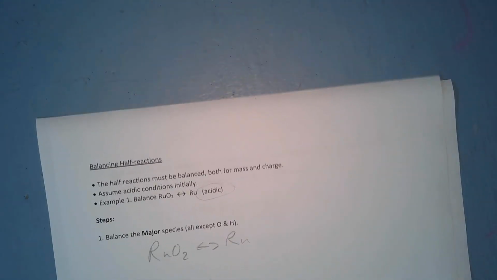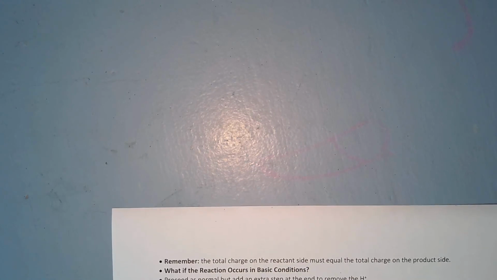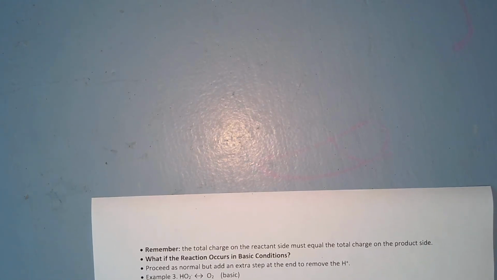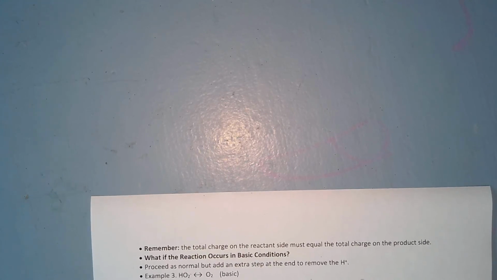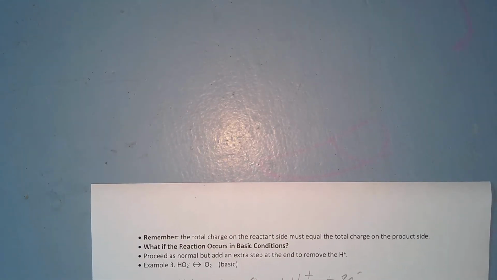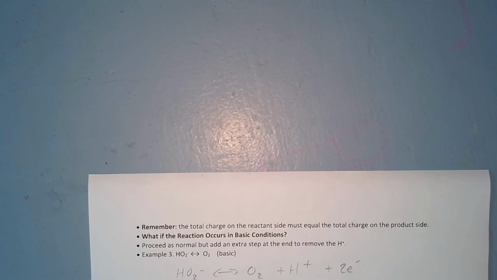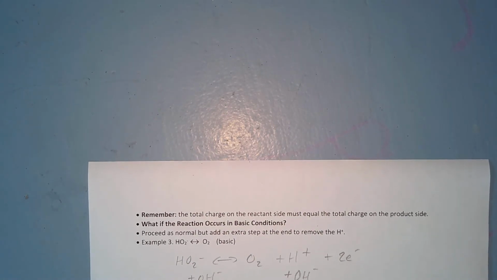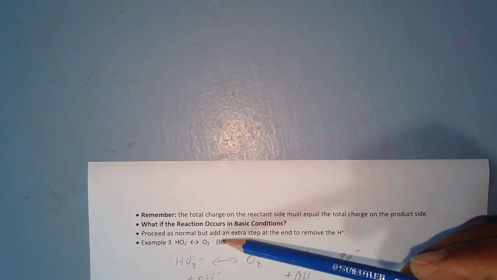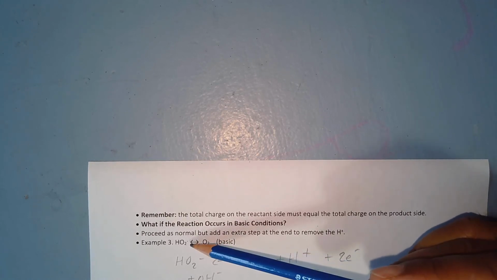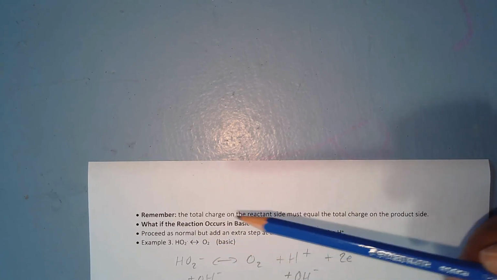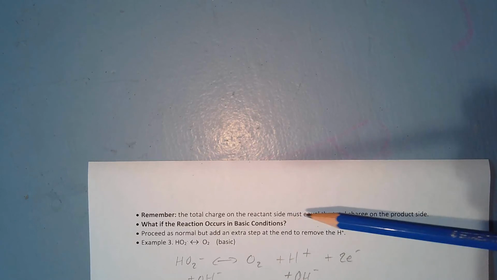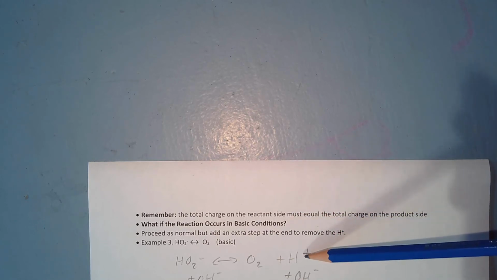Okay, so the next thing let's look at is how do we go about balancing in basic environments. So you have to sort of have an extra step. Let's start with this one here. Let's just balance it the way we normally would. So major atoms, there aren't any here, so you got 2 O's, 2 O's. So you don't need to add water. You have 1 H, so we add an H plus on the right.